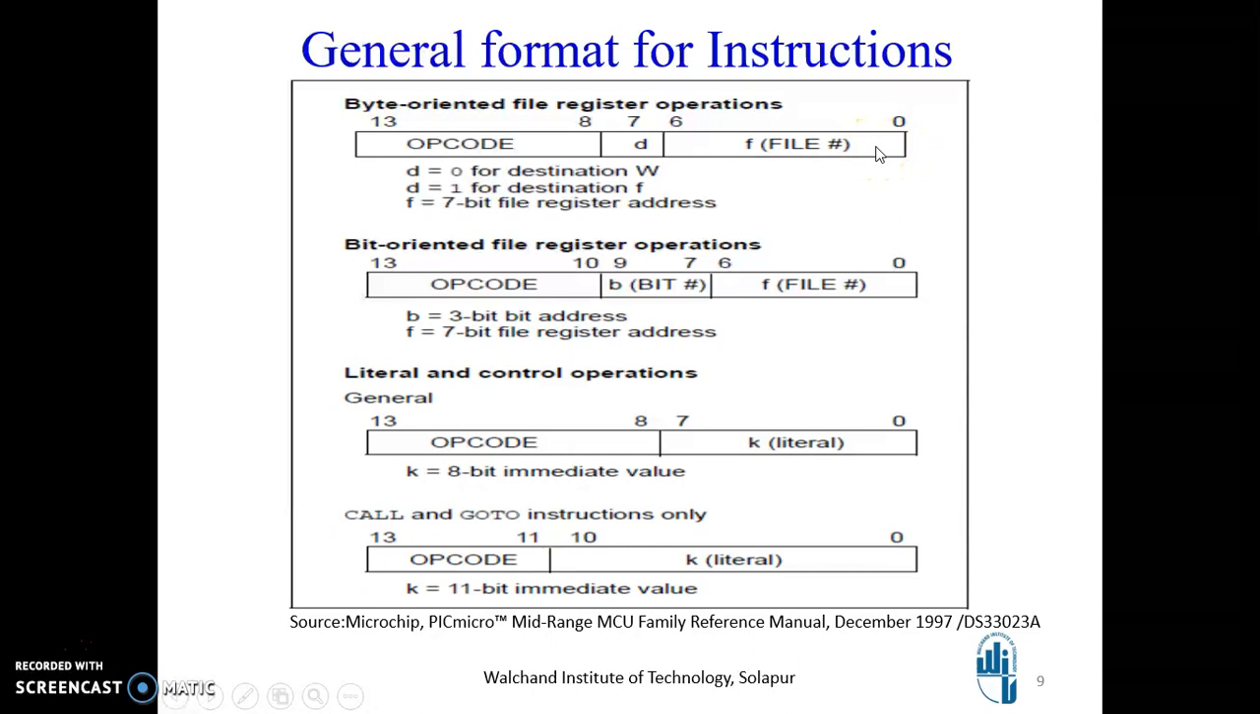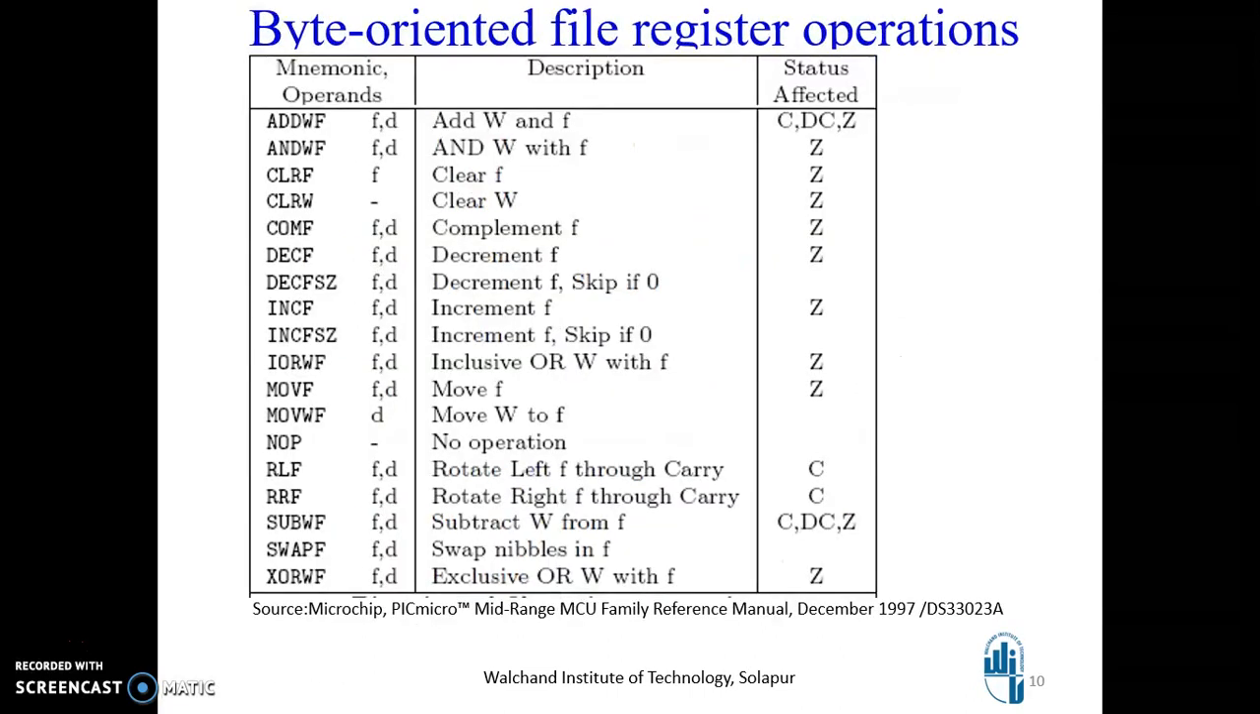In those 14 bits, for byte oriented, bit oriented, and literal type of instructions, how many bits are used for providing the literal, and for opcodes? All this information is available, and this is standard information called the general format of the instruction. Now the actual instructions: whatever 35 instructions are there for the PIC microcontroller, let's go through the different instructions, starting with the byte oriented instructions.